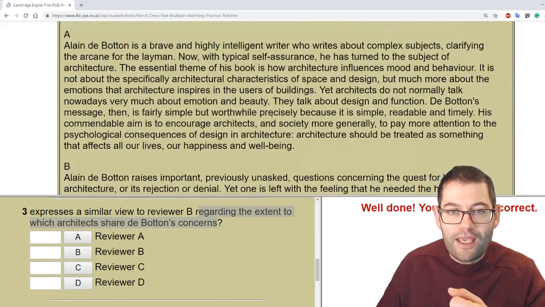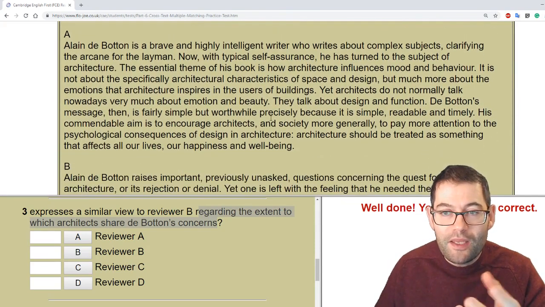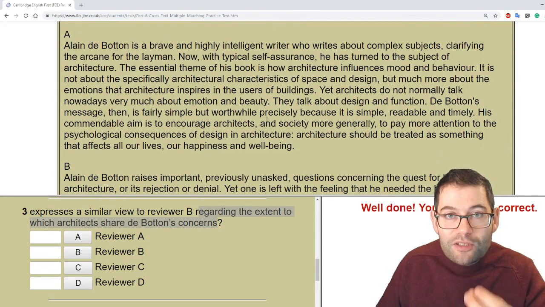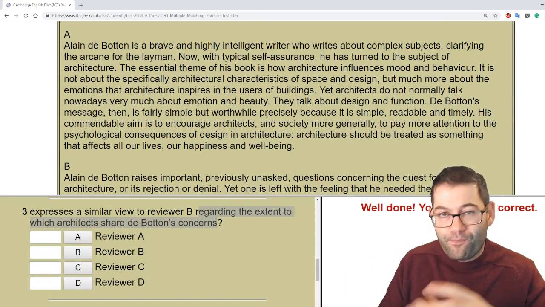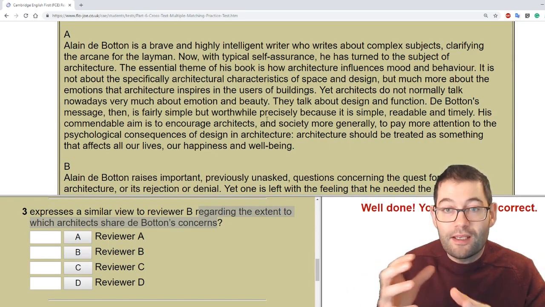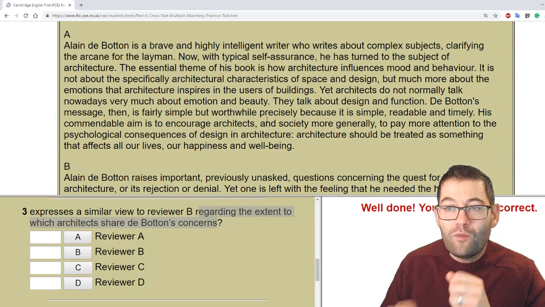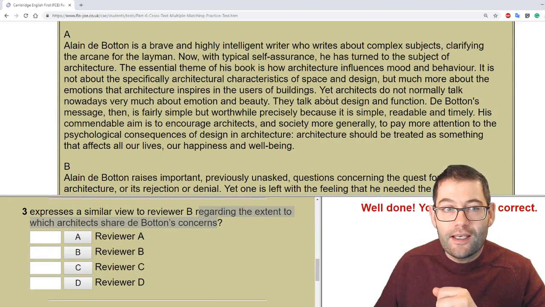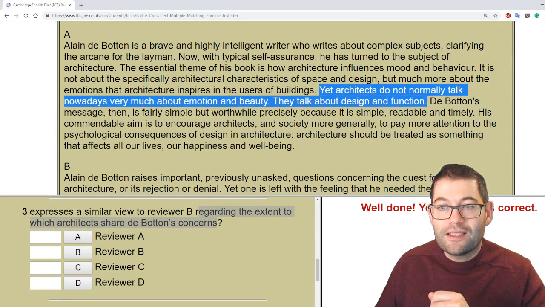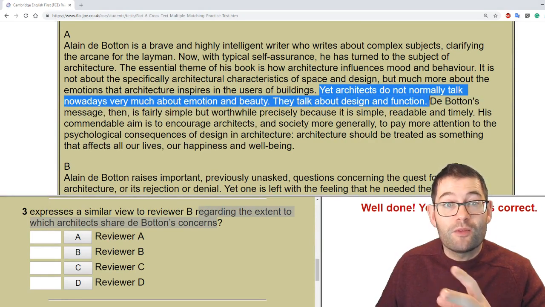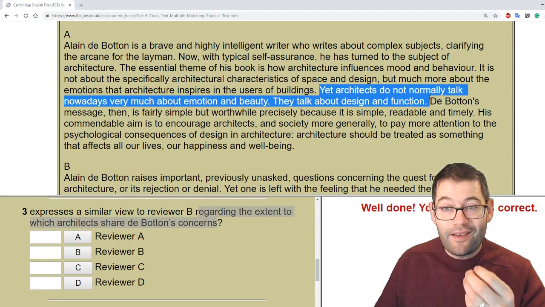And if we go to A, we can find this. Even though A is positive and B is negative, the reviewer in A also talks about the fact that de Botton highlights this difference in concern or difference in approach. And we can find this text here. Yet architects do not normally talk nowadays very much about emotion and beauty. They talk about design and function.